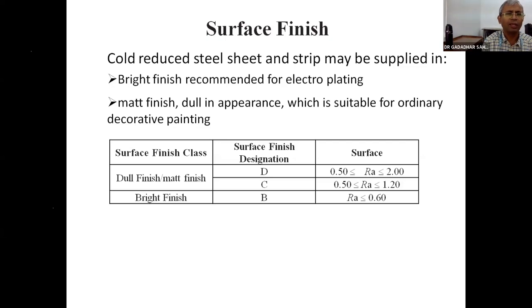In our CRM3, we basically produce dull finish or matte finish steel. Sometimes the customer requirement has to be quantified in terms of roughness. So we have a roughness tester, where we can measure the roughness and see which range it is coming in. If it is 0.5 to 2, then the surface designation is D. If 0.5 to 1.2, it is C. Our roughness is coming around 1.2, 1.3, so under designation D. So it comes in the matte finish category.